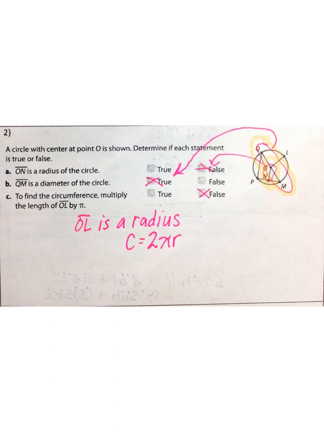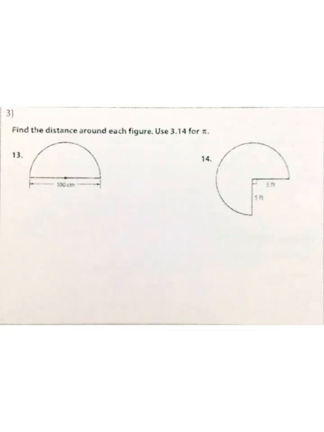And then to find the circumference, multiply the length of OL by pi. So that one is false because OL, I made this little note here, is a radius. And so if you have a radius, you need to use the formula C equals 2 times pi times r. You only do C equals pi times d if it's a diameter.